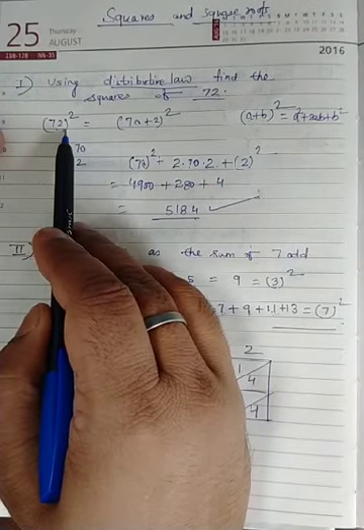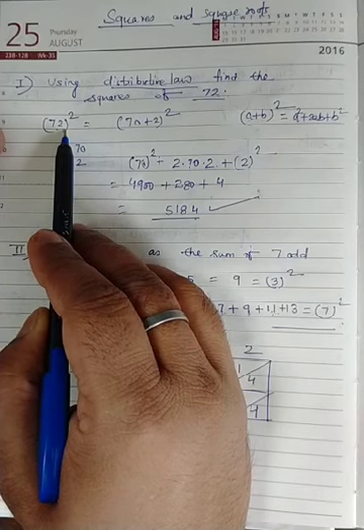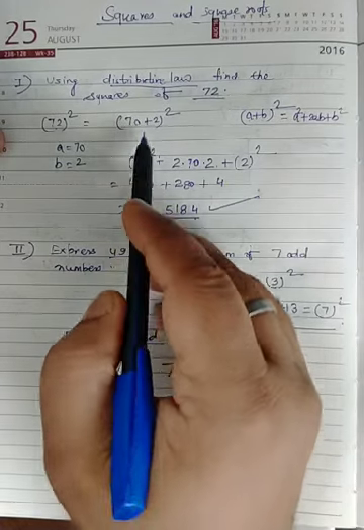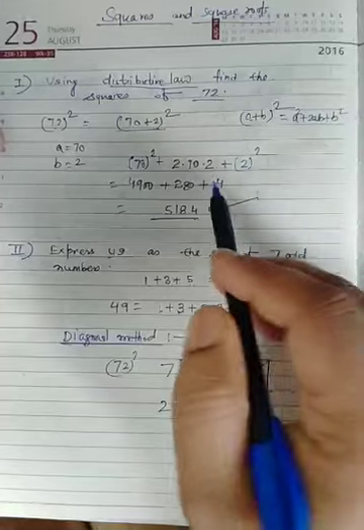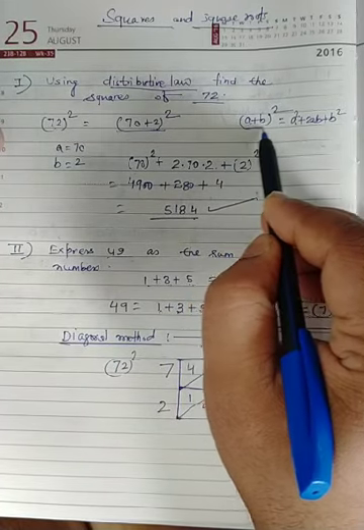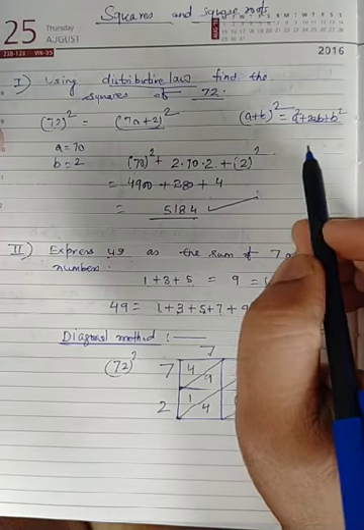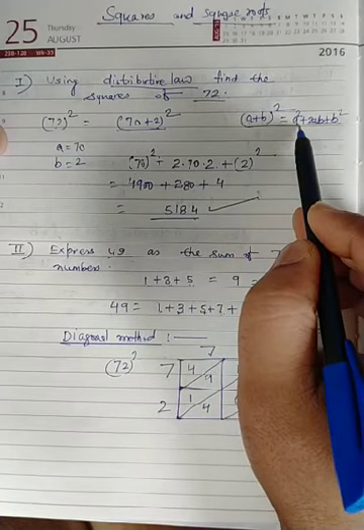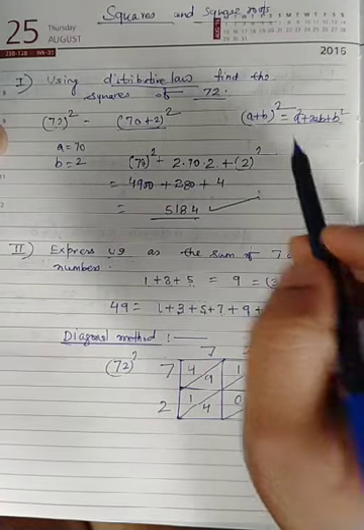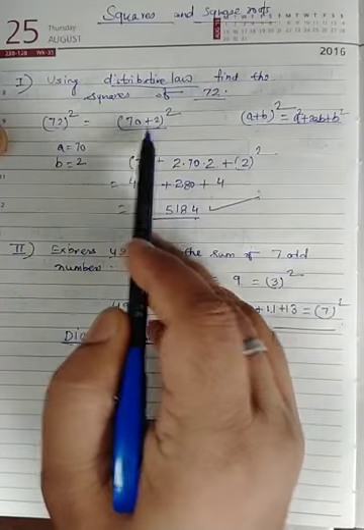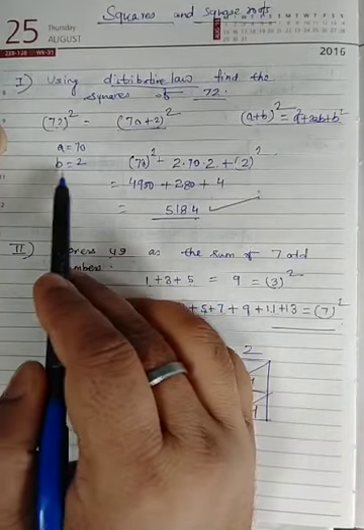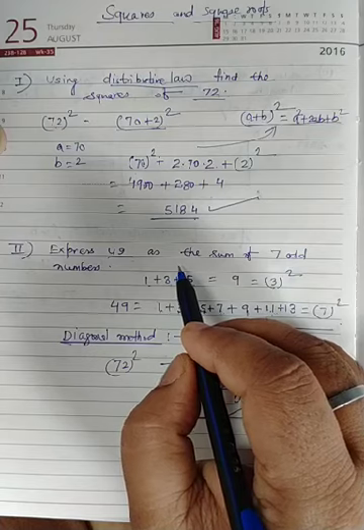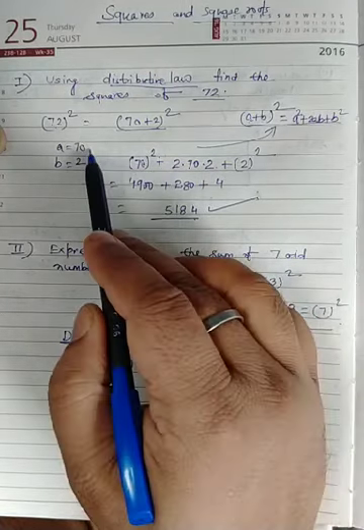So 72 is pretty close to 70. So we can better write (70 + 2) whole square. Why? Do you remember, there is one of the algebraic identities already taught in class 7. Algebraic identities say that (a + b) whole square equals a square plus 2ab plus b square. If I am expressing 72 as 70 plus 2, that means a equals 70, b equals 2.